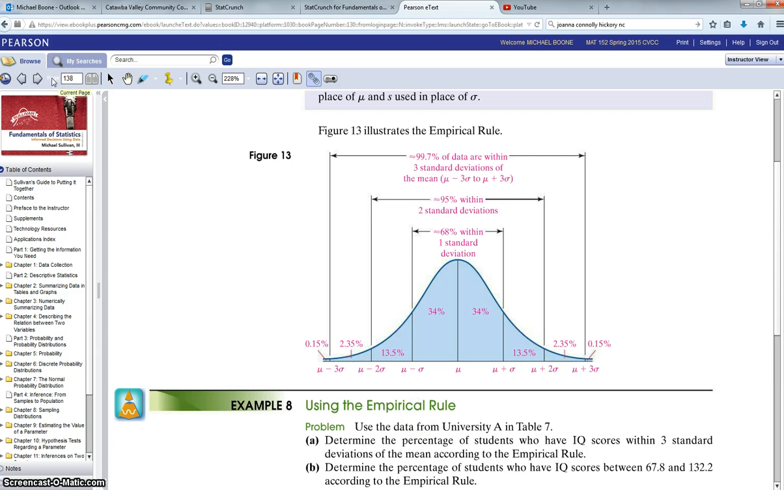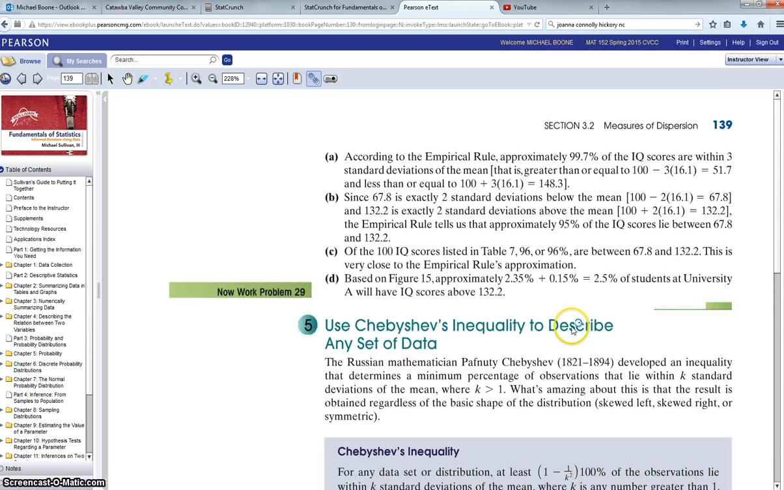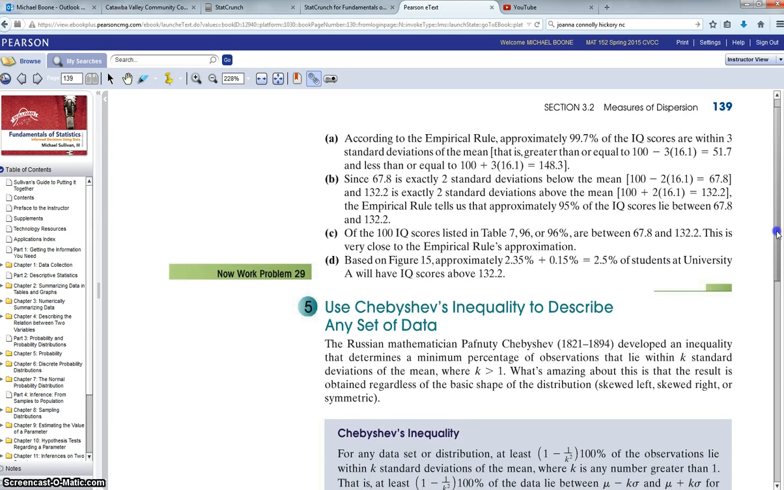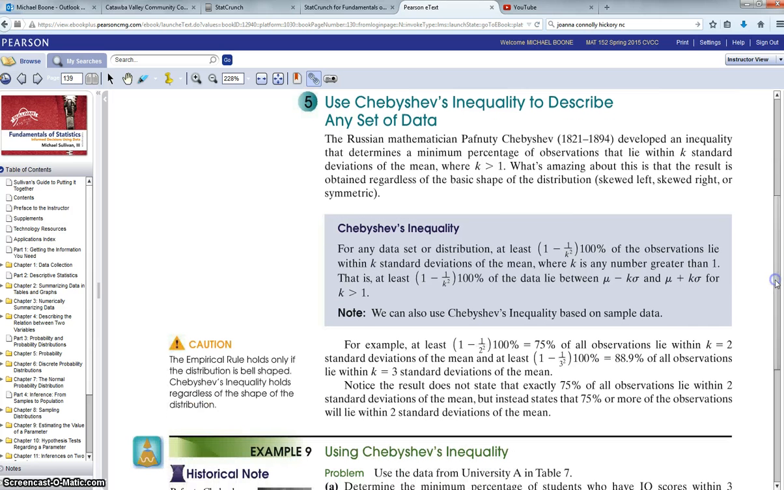I believe after they talk about this idea, they talk about the Chebyshev inequality on the next page. And just to discuss it a little bit, it's a formula to calculate the same type of percentages, except we don't know if it's a normal distribution. So this works for any distribution where k is the number of standard deviations.